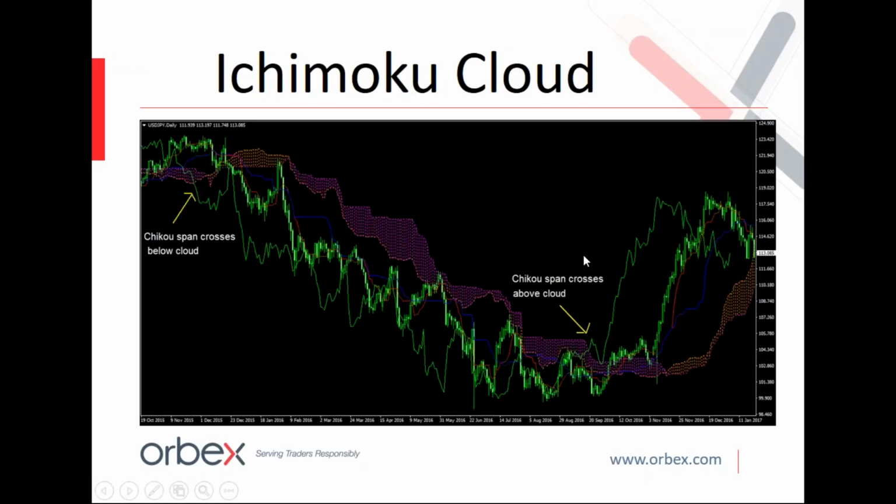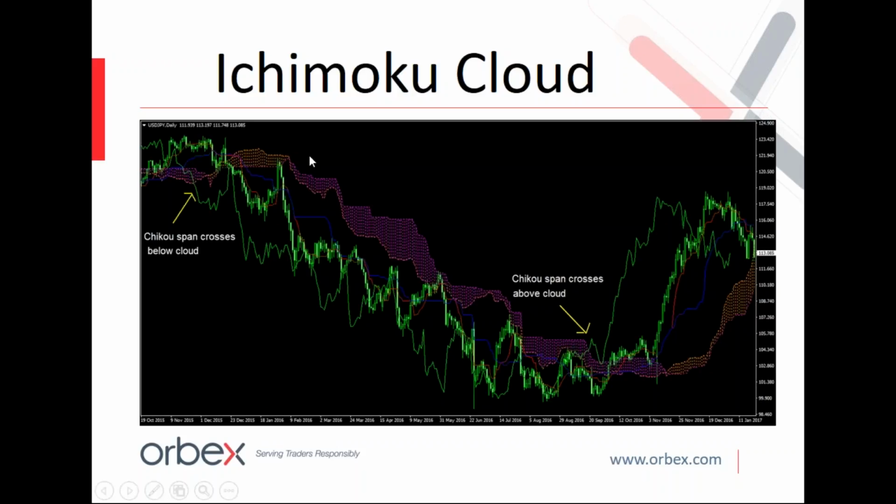So one of the best uses for Chikou span is using the Chikou span line to confirm a cloud breakout, okay? So essentially we want to see Chikou span breaking through the cloud and then looking to trade in that direction. So we talked initially about how we can use the cloud to identify direction in the market. Well, we can actually use price crossing the cloud as an entry point in itself, and we can look to confirm that crossing with the Chikou span line, okay?